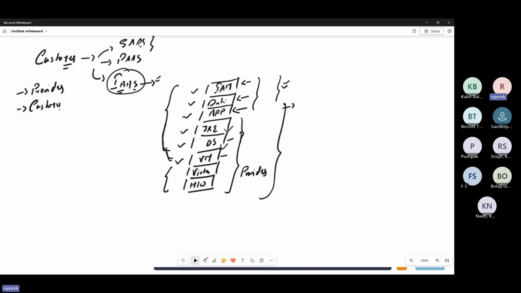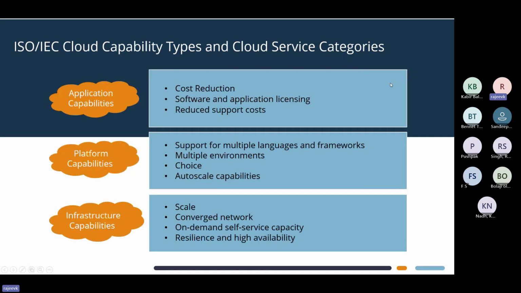For that, I recommend you go and see the Gartner report on cloud service providers. They will tell you who the challengers are and what other capabilities are there. But overall, these are some of the capabilities in the cloud we are looking for.